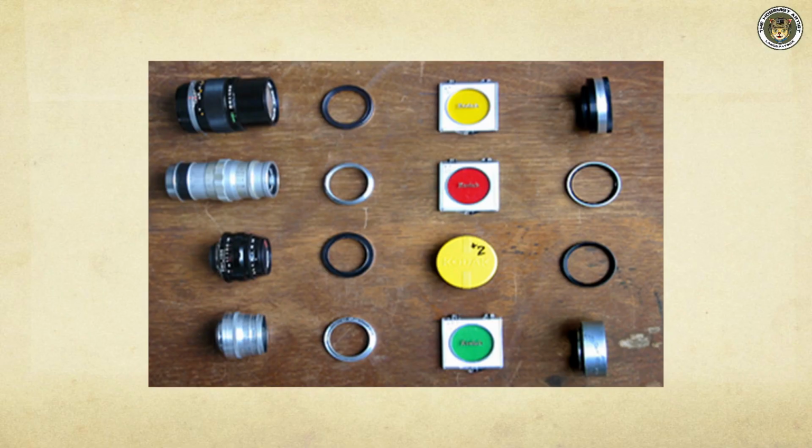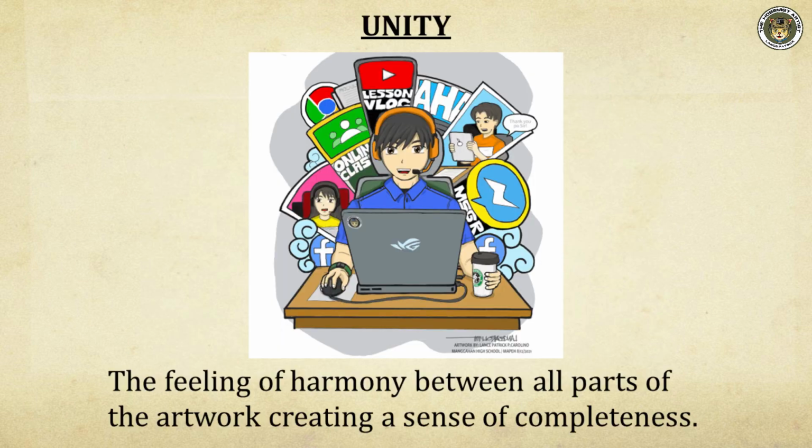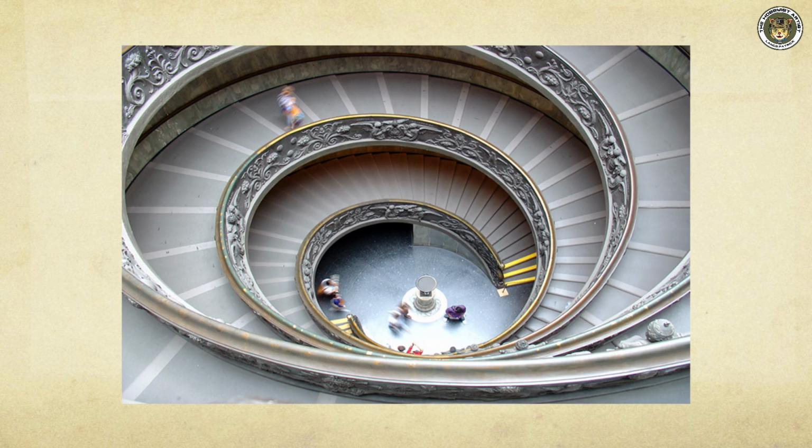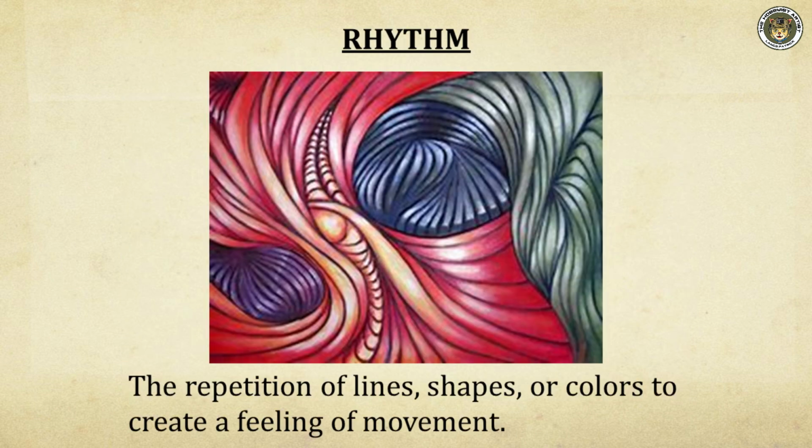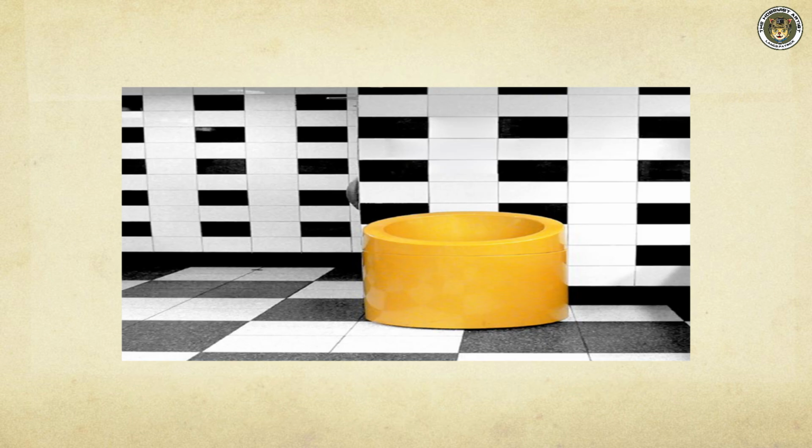Next, principles of design. Can you guess this? That's right, it's about unity or harmony. The feeling of harmony between all parts of the artwork, creating a sense of completeness. We have also the rhythm. Rhythm is the repetition of lines, shapes, or colors to create a feeling of movement.